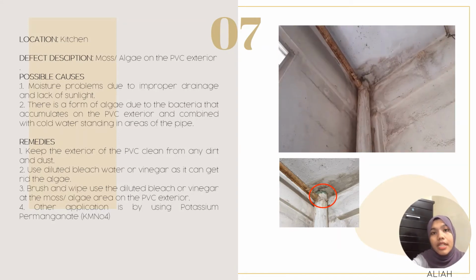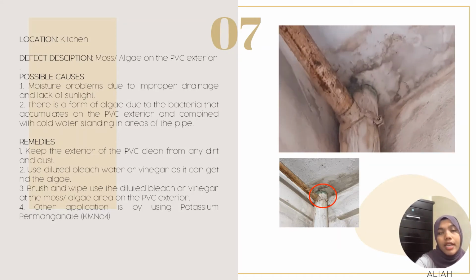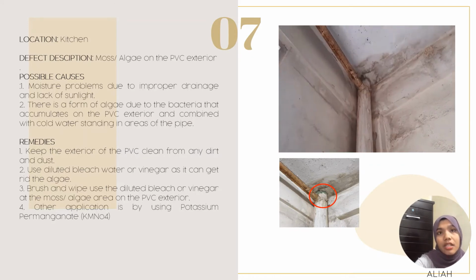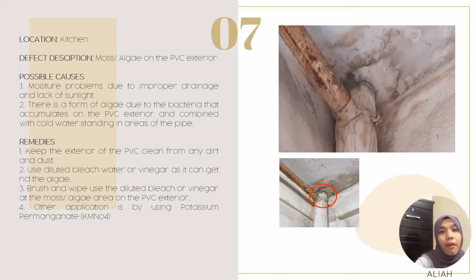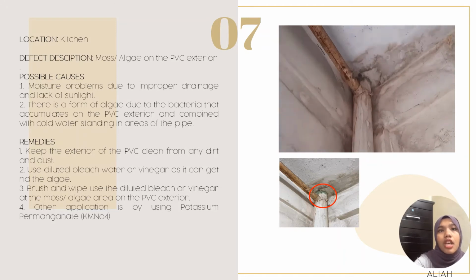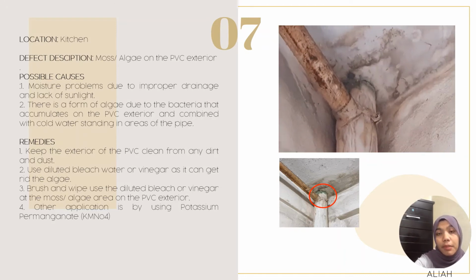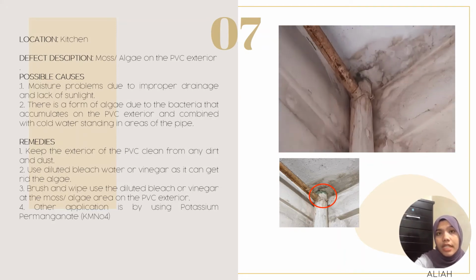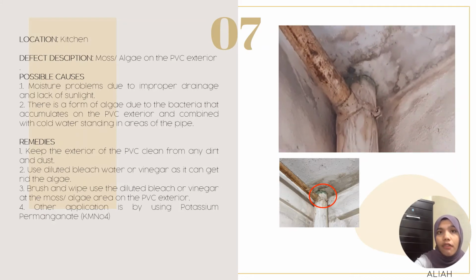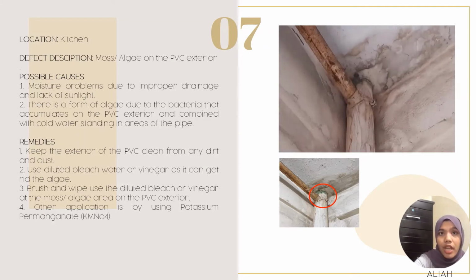So the remedy of this defect is first, keep the exterior of the PVC clean from any dirt and dust. Use diluted bleach water or vinegar as it can get rid of algae. Next is brush and wipe.